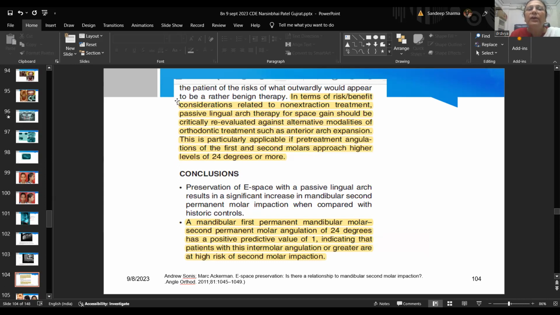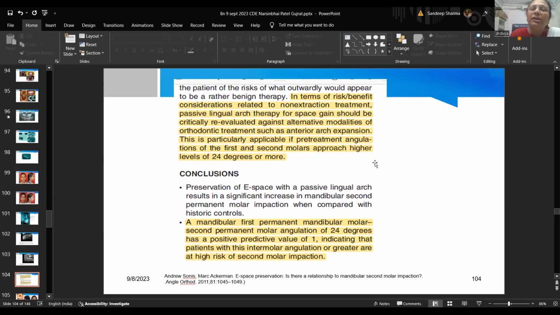So in terms of risk and benefit consideration in relation to non-extraction treatment, passive lingual arch therapy for space gain should be critically reevaluated against alternative modalities in orthodontics such as anterior arch expansion. So if you are considering measuring the MPV, if it is deficient, go for the arch expansion first.